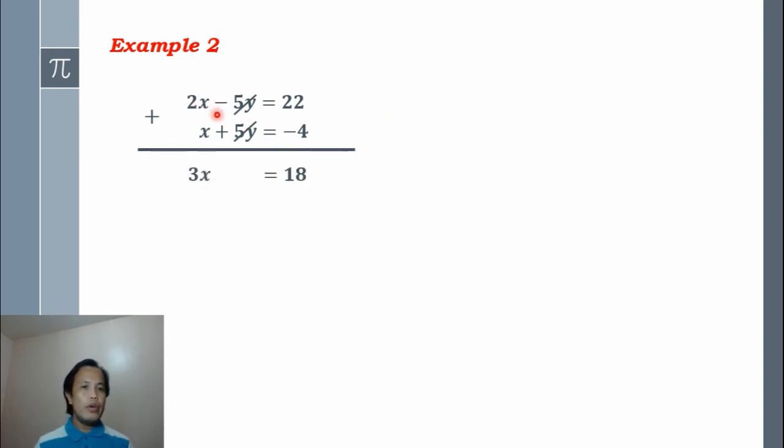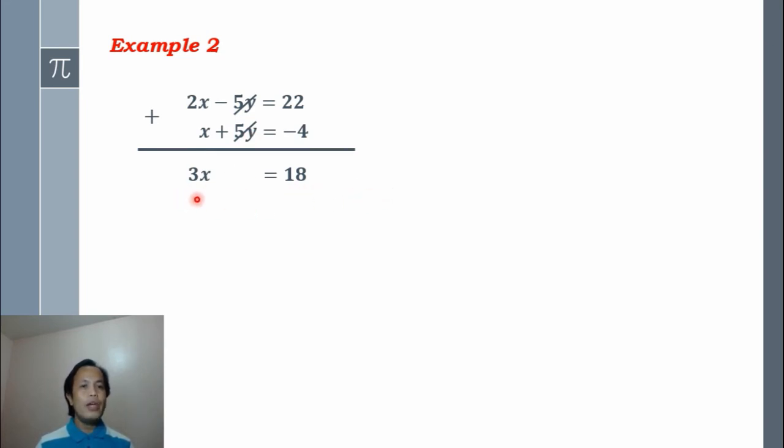So we have 2x plus x is 3x. Then 22 plus negative 4 is positive 18. Now, again, y is already cancelled out because this is 0. So what remains in the equation is 3x equals 18.